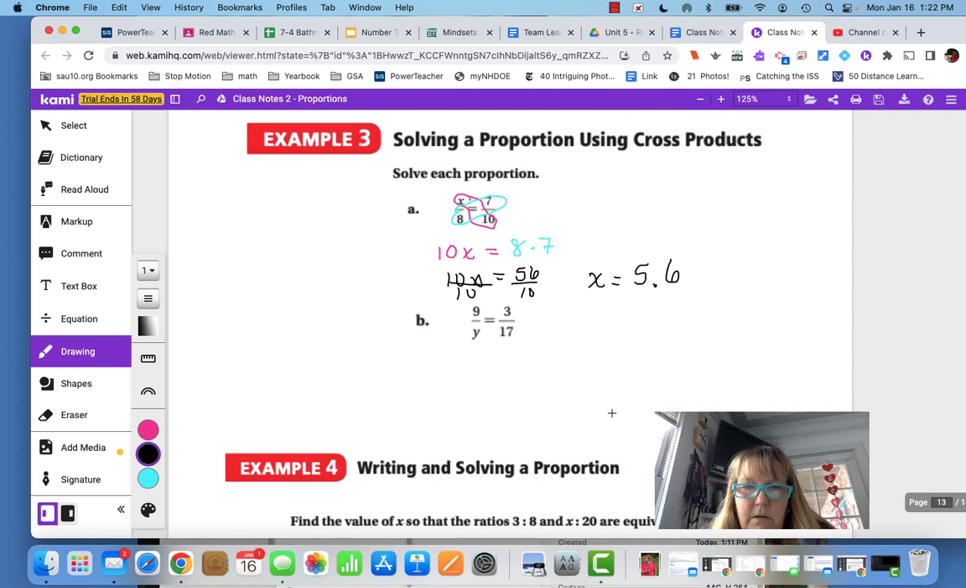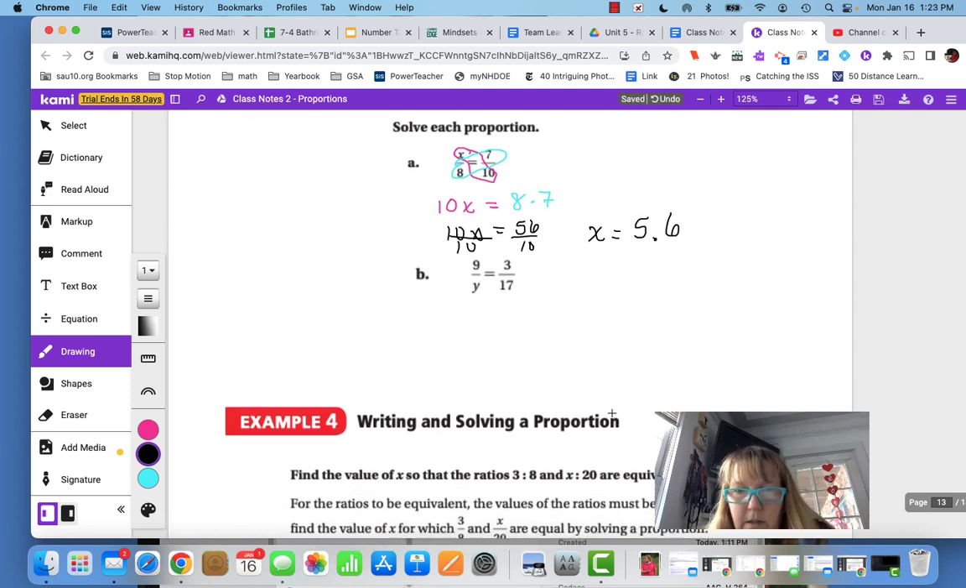Same thing with this other ugly one where it's 9 over y is equal to 3 over 17. The 3 is prime, the 17 is prime, it's just ugly. So I'm going to use the cross product. 9 times 17 is equal to 3y. 9 times 17, I cannot do that in my head. 9 times 17 is 153. So 153 is equal to 3y.